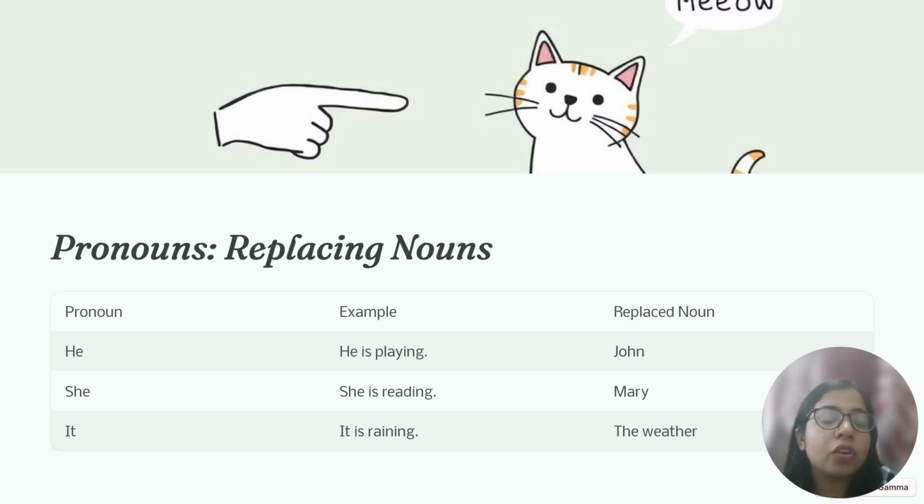Now if we are talking about a girl, Mary is playing, we will say she is playing. And if we are talking about rain, or a small newborn baby, or any animal or object, then we will use it, because we consider that they don't have any specific gender. So we consider it as it.